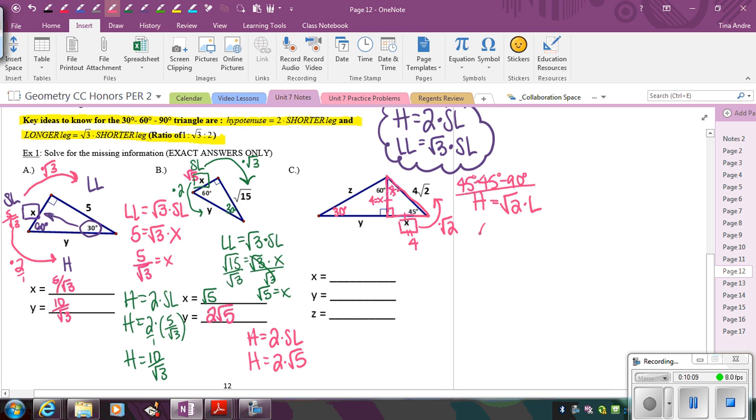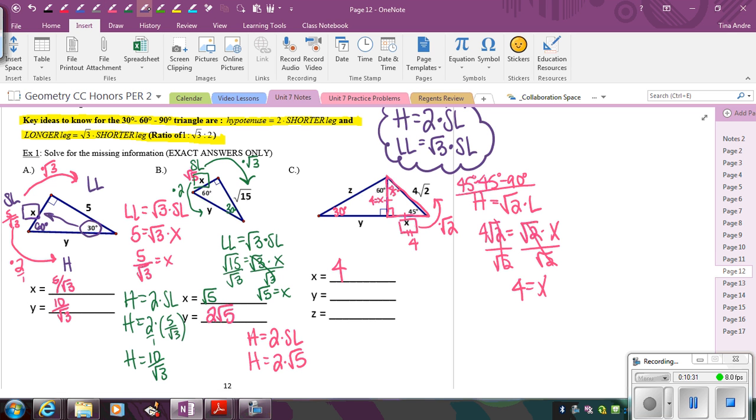You could also plug in over here. So 4 root 2 equals root 2 times the leg. So divide both sides by root 2. This is just showing more of the steps here. That's how I get 4 for that. Let me actually switch this to say x. So that's going to be 4.